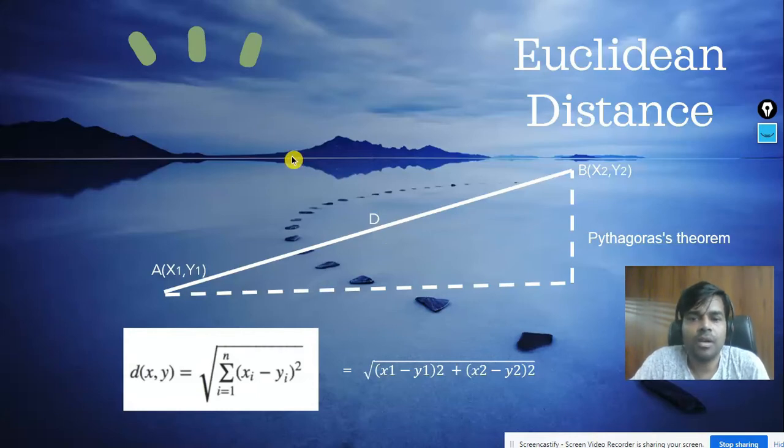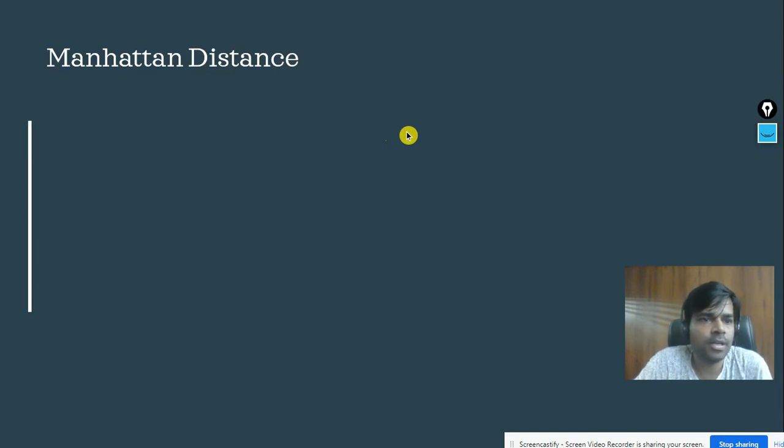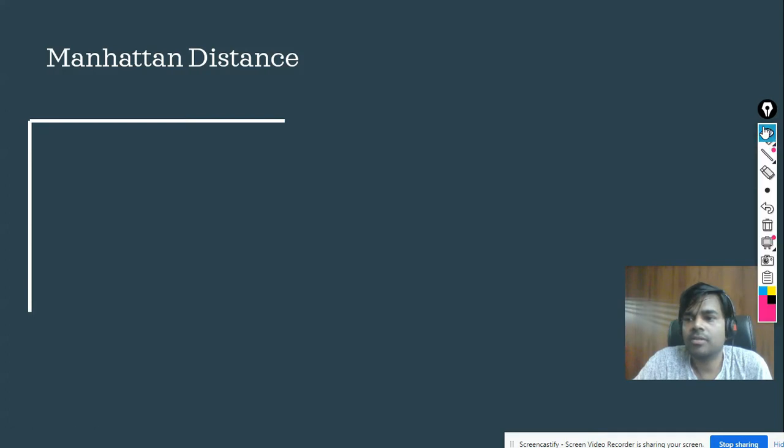Now we will look at the other one, Manhattan distance. In the Manhattan distance, we will not follow that pattern. What we will do is follow this pattern and then this one. Here you can see it looks like a staircase. This one, this one, this one, this one. It looks like a staircase. So Manhattan distance follows a staircase pattern.